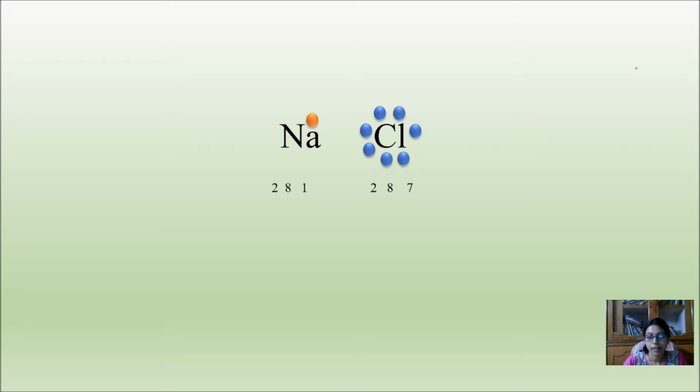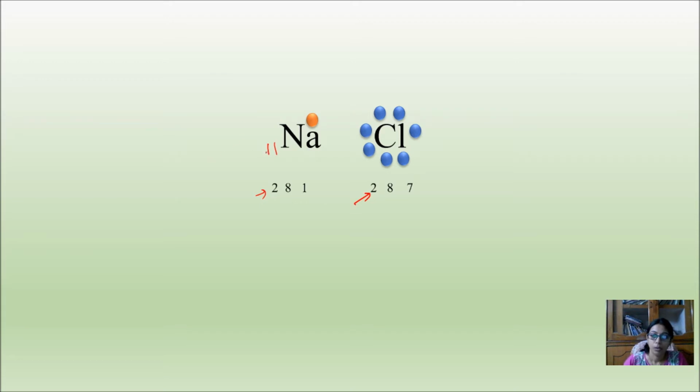So let's take the example of NaCl. This is a very common example in your class, and your teachers might also have taught you about this example. Here we know that the atomic number of sodium is 11, and its electronic configuration is 2, 8, 1. In the last class we saw that in the case of chlorine the electronic configuration is 2, 8, 7.